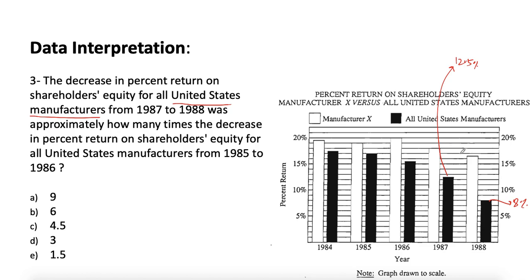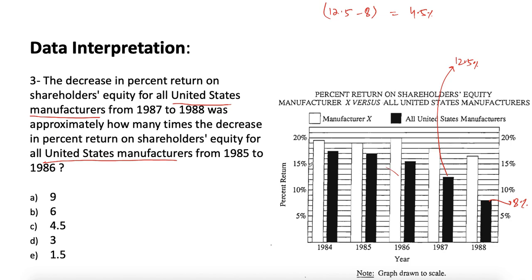And what is the difference between them? 12.5 minus 8, and this is equal to 4.5%. So there is a decrease of 4.5% units. And this was approximately how many times the decrease in percent return on shareholder equity for all United States manufacturers. Again, asking for all United States manufacturers from 1985 to 1986.